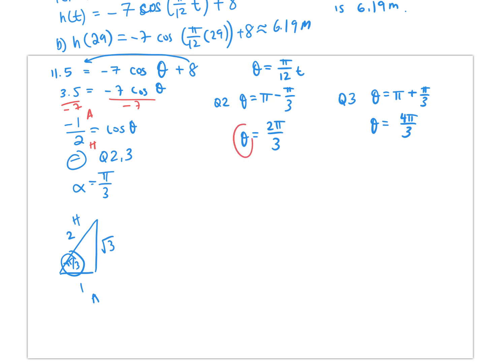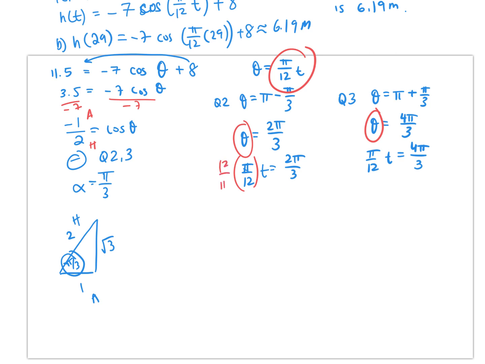So I'm going to go in and replace my thetas with pi over 12 t, and just like before, I have that pi over 12 in front of t. Multiplying by the reciprocal will wipe it out on the left. So I'm going to do the same thing on the right, so that I'm left with, the pi's cancel out here. 12 over 4 can simplify to 4. So I just have 8 seconds.